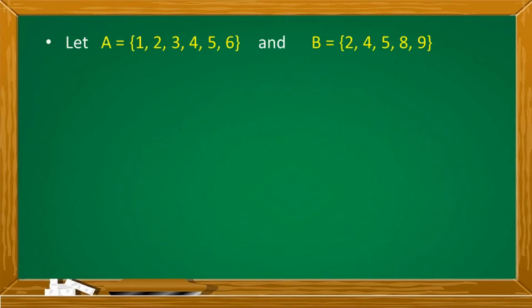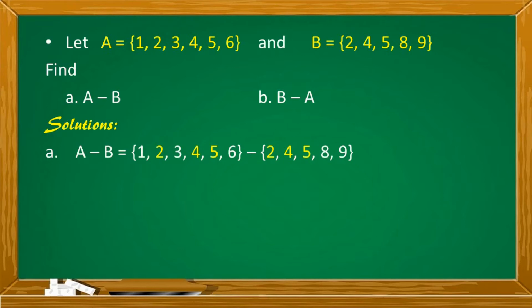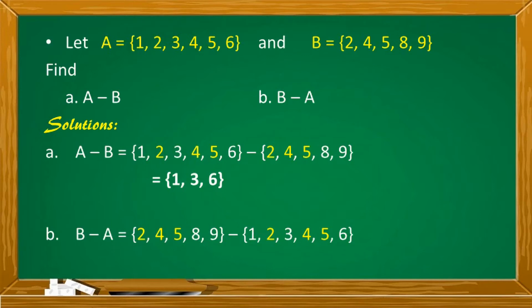Let A be a set with elements 1, 2, 3, 4, 5, and 6. And set B contains 2, 4, 5, 8, and 9. Find A minus B and B minus A. Solutions. For A minus B, it is equal to elements 1, 3, and 6. And for B minus A, it is equal to elements 8 and 9.